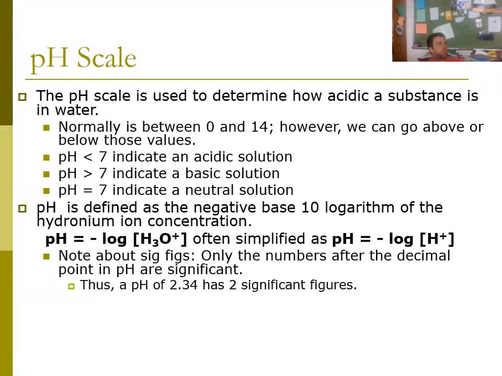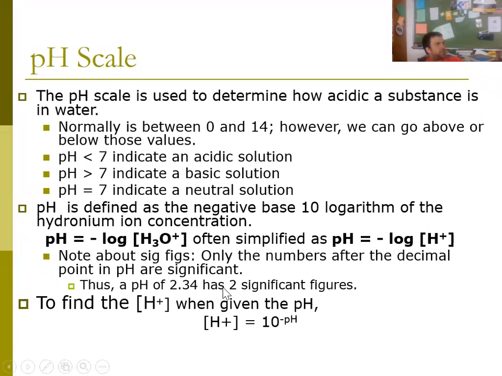To find H+, we do the opposite. Instead of negative log, the opposite of the log is 10 to the negative. So to find the hydronium concentration, we would do 10 to the negative pH. If I wanted to find the hydronium concentration of something with a pH of 2.34, I would do 10 to the negative 2.34. A lot of times people forget to put the negative in there.